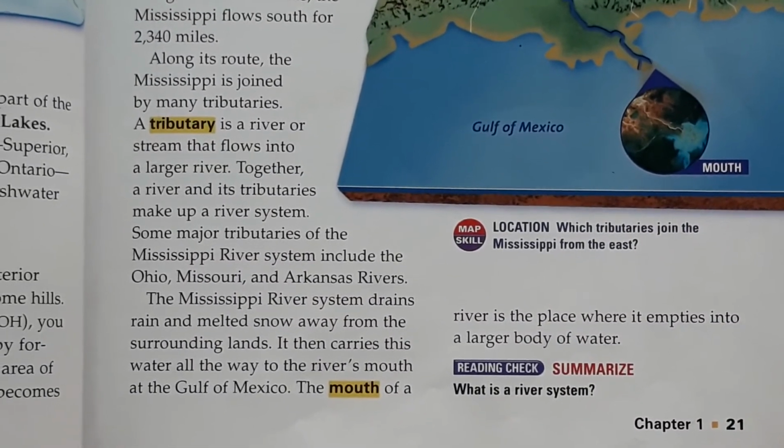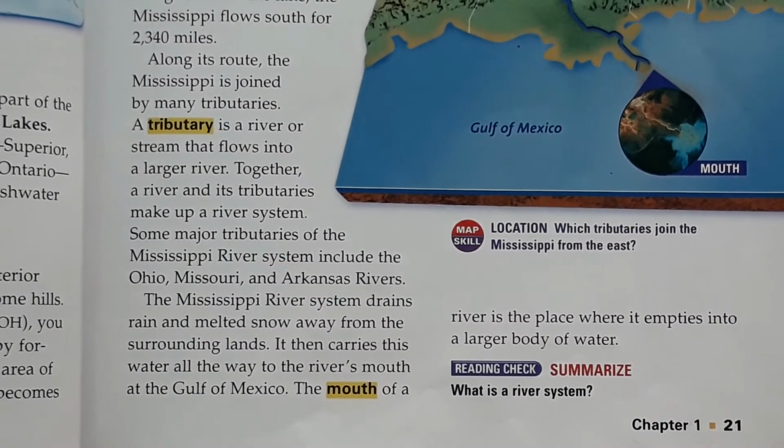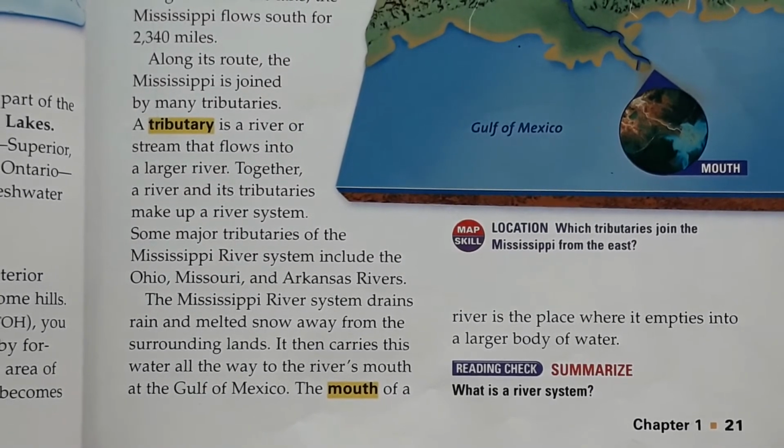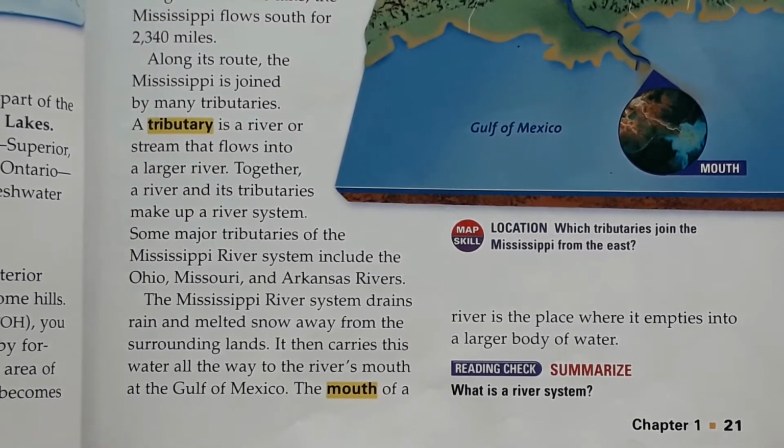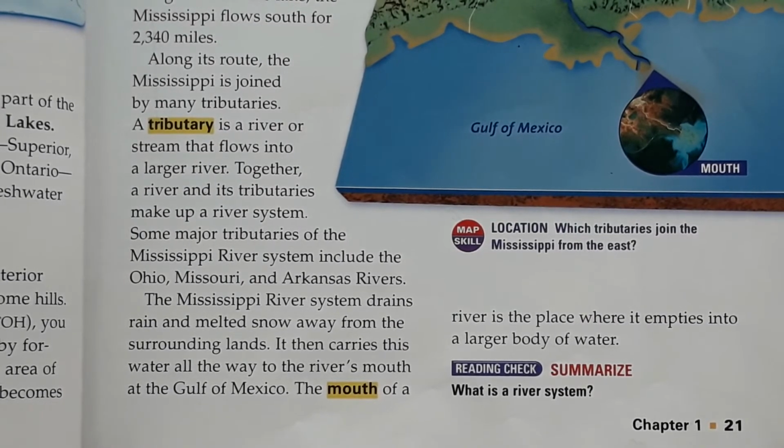Along its route, the Mississippi is joined by many tributaries. A tributary is a river or stream that flows into a larger river. Together, a river and its tributaries make up a river system. Some major tributaries of the Mississippi River system include the Ohio, Missouri, and Arkansas rivers. The Mississippi River system drains rain and melted snow away from the surrounding lands. It then carries this water all the way to the river's mouth at the Gulf of Mexico. The mouth of a river is the place where it empties into a larger body of water.